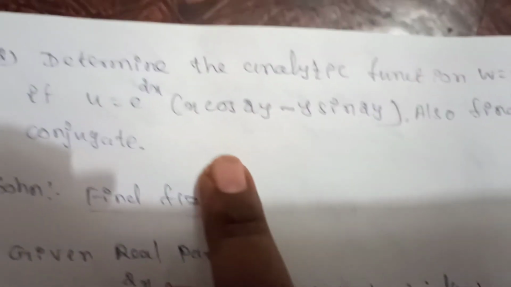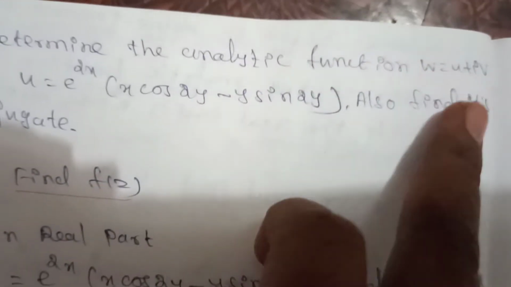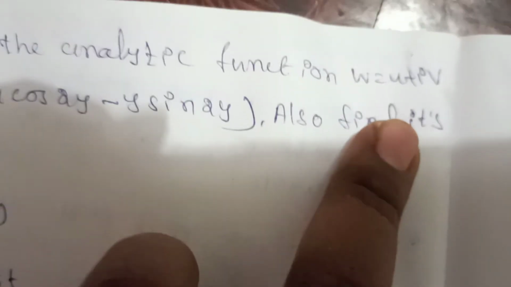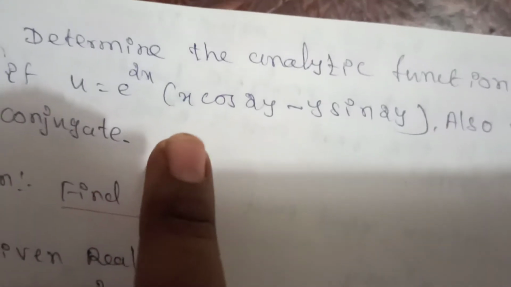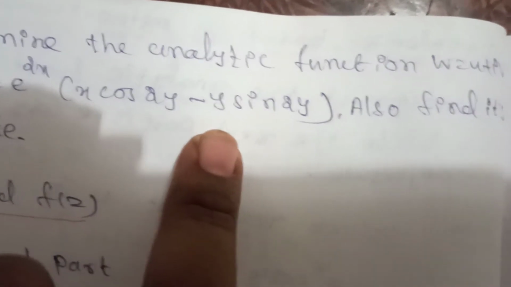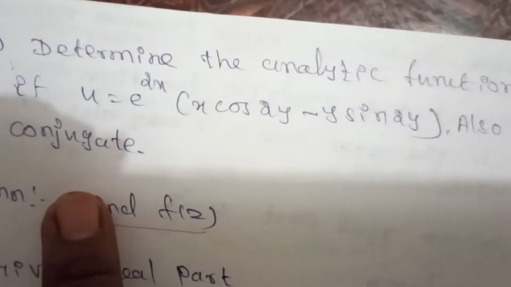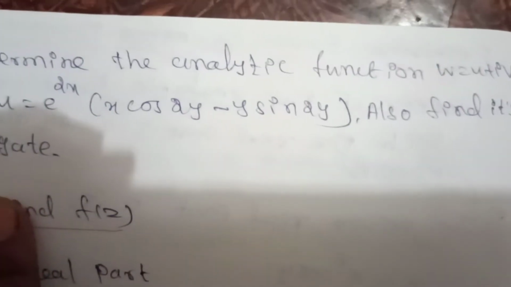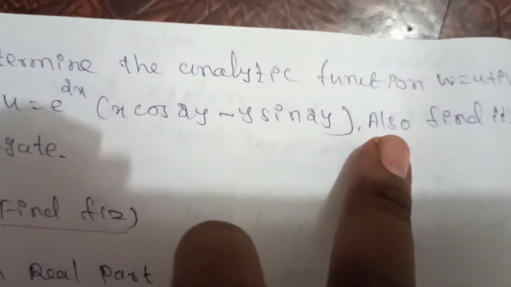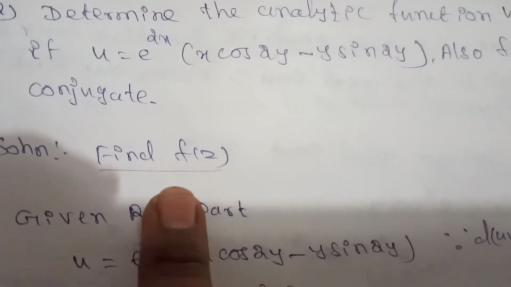And now see the second problem. Determine the analytic function w which is equal to u plus iv if u is equal to e power of 2x into (x cos 2y minus y sin 2y). Also find its conjugate. This problem asks two conditions. First, we want to find the f of z value, and second, find the conjugate. There are two conditions this problem is asking. Okay, now see the solution.